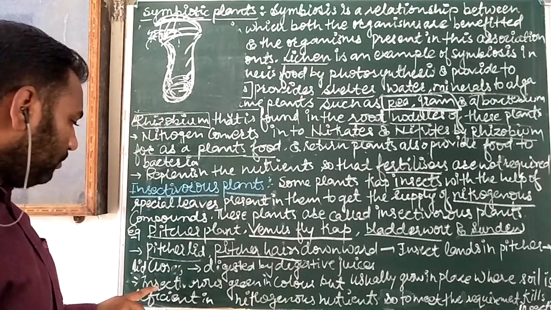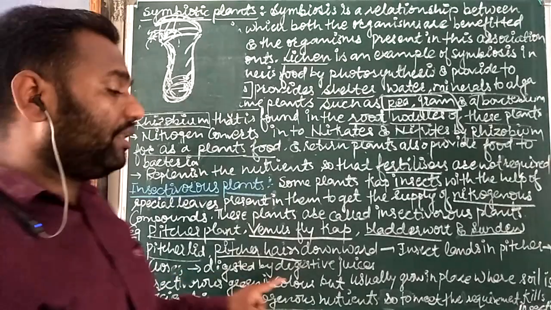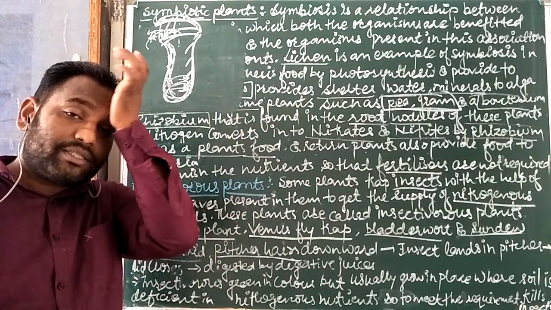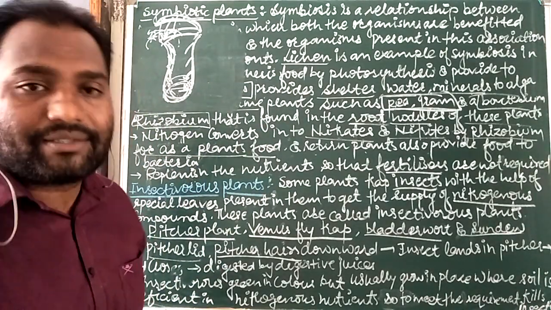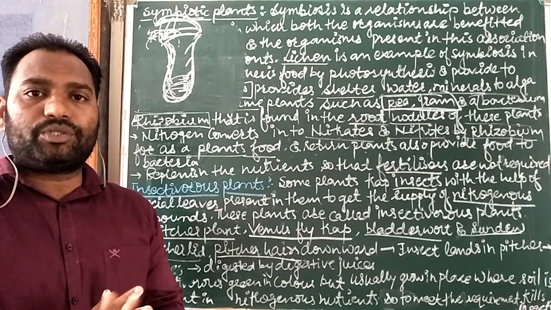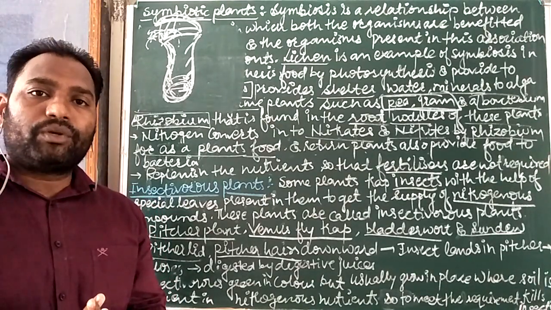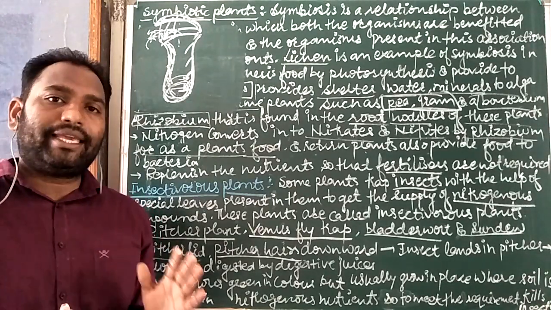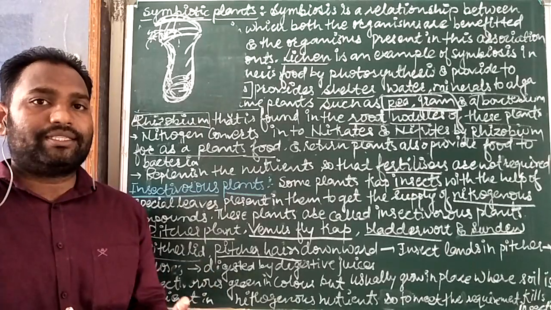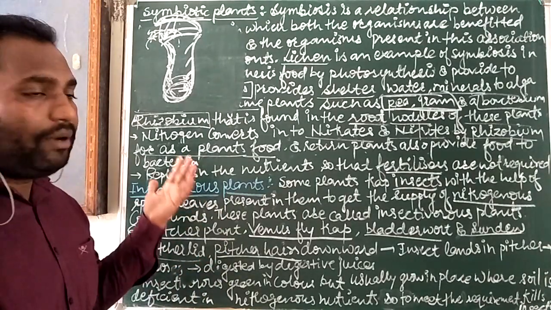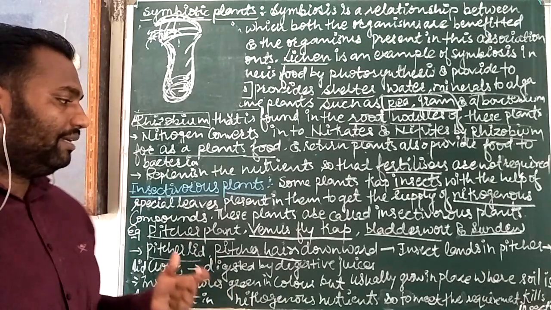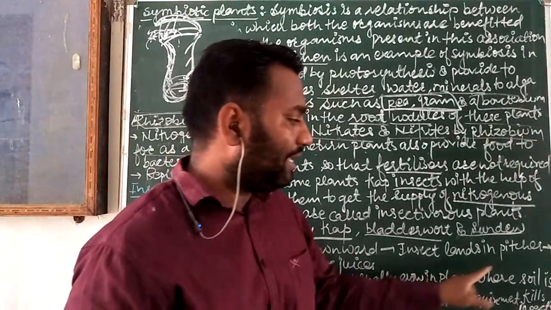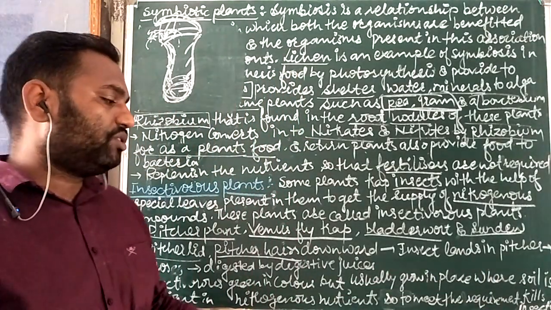Okay, so one more important thing here: insectivorous plants are green in color. That is the most important thing here. You know that green plants are generally known as autotrophs, and autotrophs have chlorophyll. If chlorophyll is present, then they are able to perform photosynthesis, and photosynthesis can fulfill the requirement of food. But here, insectivorous plants are green in color but usually grow in places where the soil is deficient in nitrogenous nutrients.